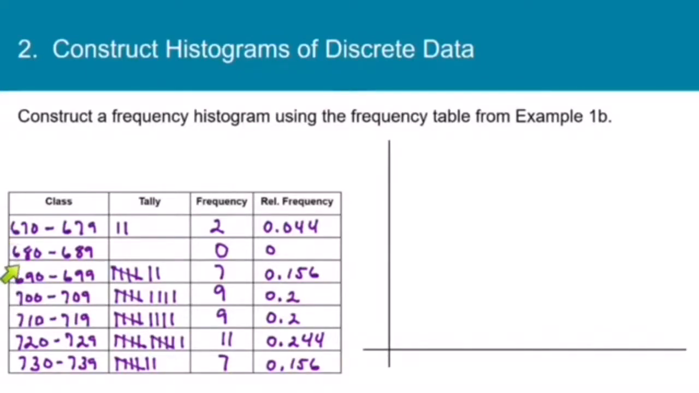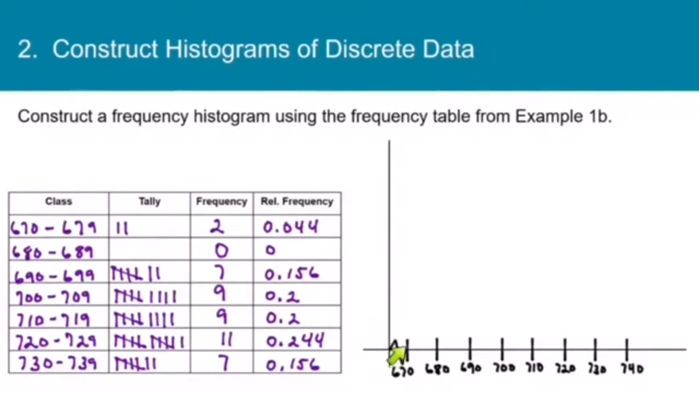So 670 plus 10 was 680, plus another 10 was 690, and so on. Okay, so what we will do is we will label the horizontal axis with the lower class limit of each class. Now you'll notice I've put a little break symbol here, and that's just because we don't want to count from 0 to 670, but where the axes cross really is supposed to be 0. So whenever I can remember to, I try to put a little break symbol there.